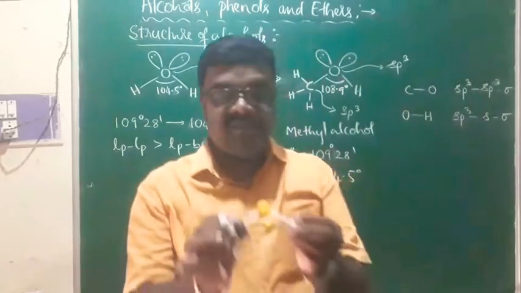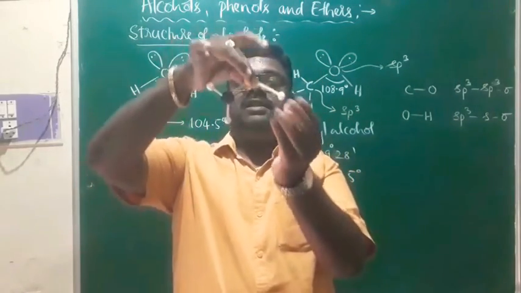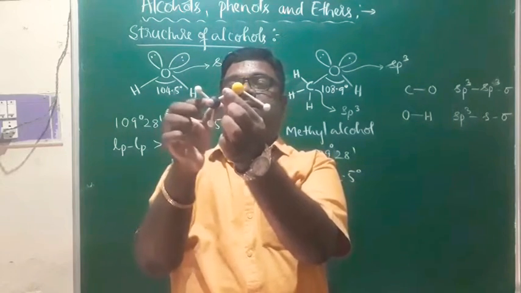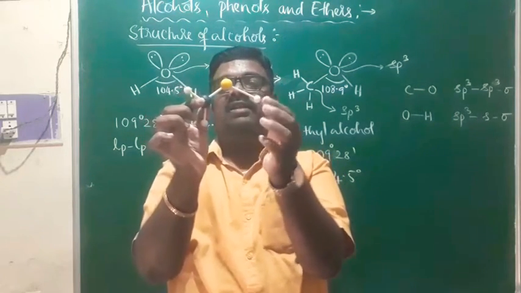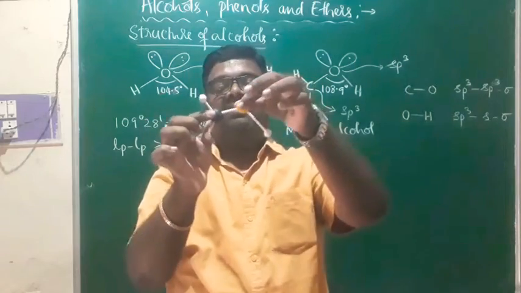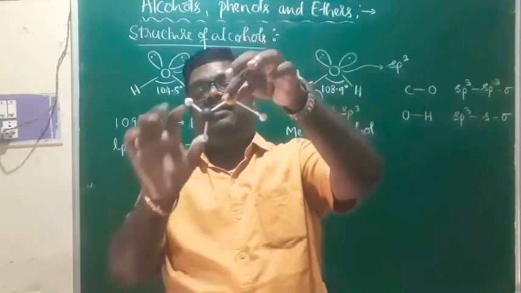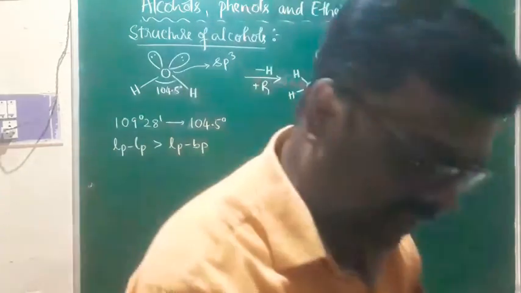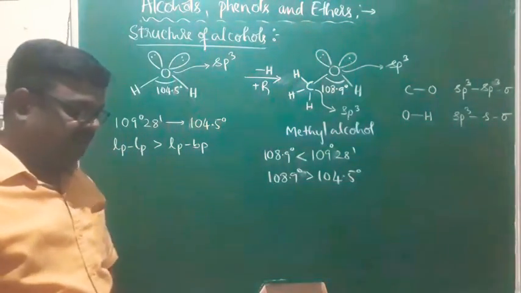Look at this. This is the structure of methanol. This is the methyl group, CH3. This is O. This is H. Okay? This is CH3OH. Visible? This is what we call methyl alcohol. Bond angle is 108.9 degrees. This is what we call the structure of alcohols.